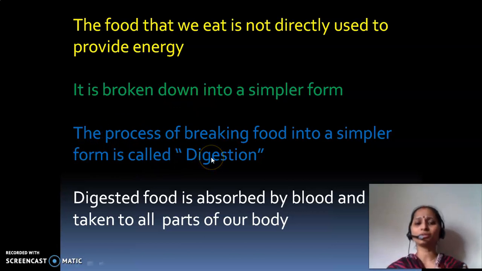Then what happens to this digested food? Let us see. Digested food is absorbed by blood and taken to all parts of our body. So this digested food is carried to all parts of our body by blood. Let us see in detail how this process goes on.